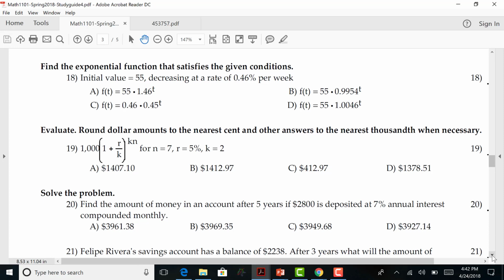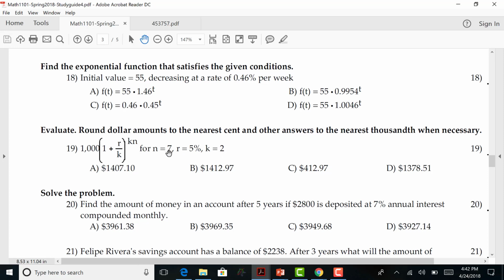Alrighty, so number 19. Number 19 just wants you to plug the numbers in and put them in your calculator. It's the same as number 17. You have how much money? $1,000. Have $1,000 invested at what interest rate? 5%. Compounded how often? Semi-annually, which is twice a year. Put the numbers in the place of R and K.